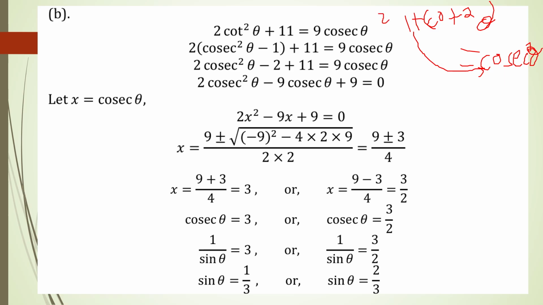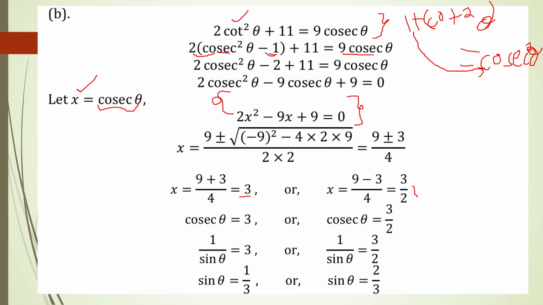So for this equation, we get the one which has a square and then we substitute for it. So it's going to be cosec squared theta minus 1, then plus 11 to be equal to 9 cosec theta. So we open up our bracket and it's going to be 2 cosec squared theta minus 2 plus 11 to be equal to 9 cosec theta. So we equate our equation to 0 and then we make cosec theta to be an unknown x so that we can end up with a quadratic equation. So for that, we end up with two values of x. So one, x to be 3 and the other one, x to be 3 over 2.